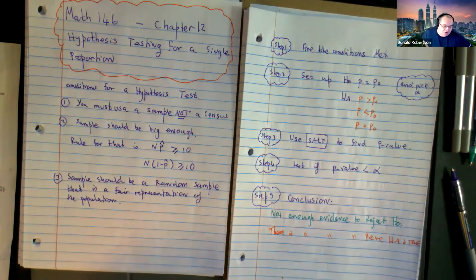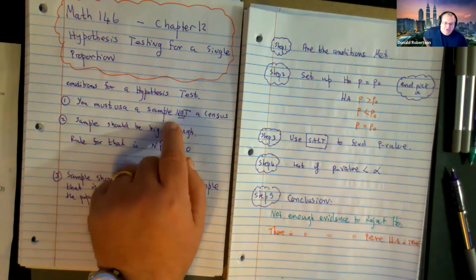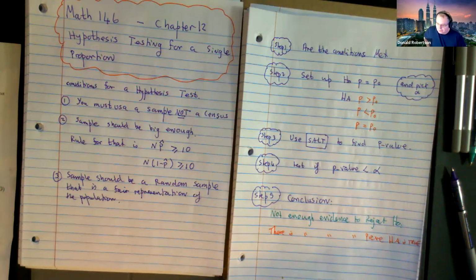You shouldn't really use a hypothesis test except when certain conditions have been met, right? So it's only doable in some situations. You must use a sample. You can't do a census. There's no point in doing a hypothesis test.